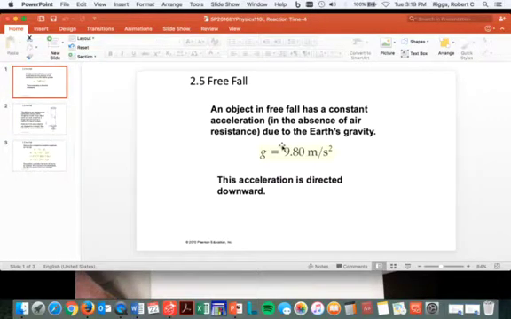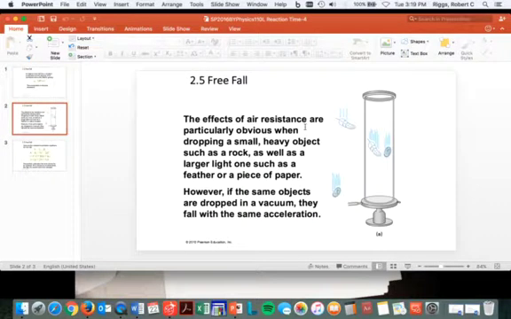An object is in free fall at 9.8 meters per second squared, okay? Here on Earth. Now up on the moon it's different, deep dark space, there's no acceleration on anything, but here on Earth it's 9.8 meters per second squared. All right? And if I drop two objects at the same time, they're going to hit at the same time. You saw that in those misconceptions of free fall.